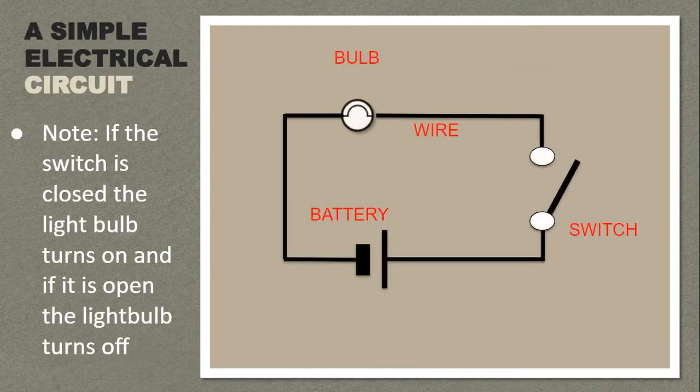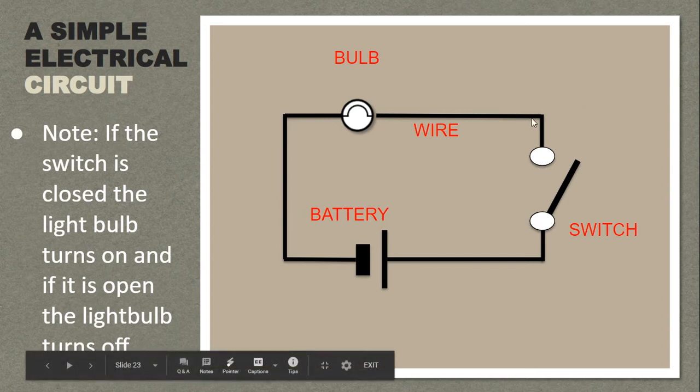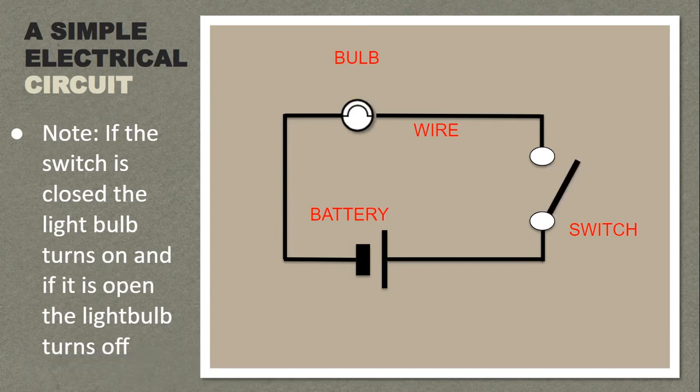Right. In a simple electrical circuit, if the switch is closed, the light bulb turns on. If the switch is open, the light bulb is off. So right now my switch is open, so the light bulb is off. I close the switch and the light bulb turns on. I open the switch, it turns off. I close the switch, it turns on. I open the switch, it turns off. I close the switch, it turns on.